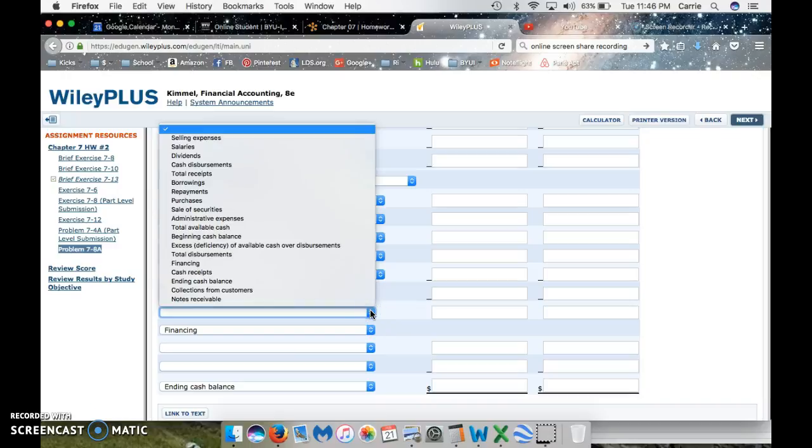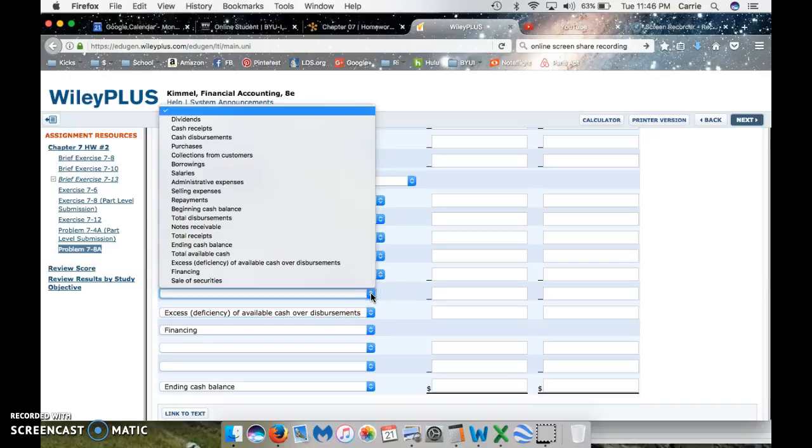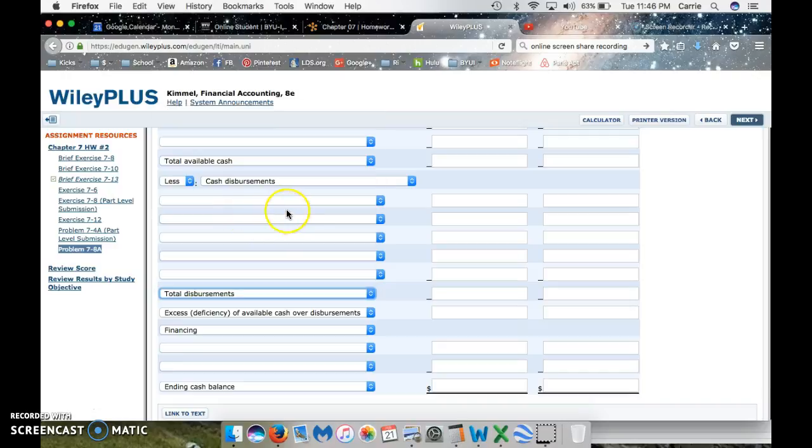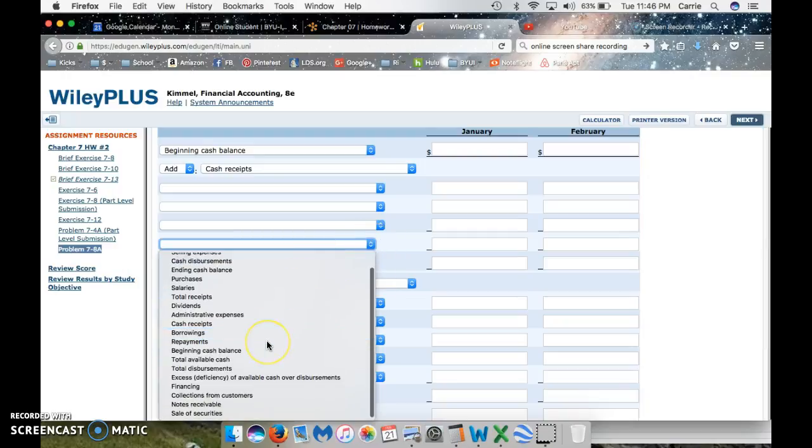Should be, if I remember right, the excess or deficiency spot. And this, I think, is where we have the total, no. What is it? Where is it? Total disbursements. Okay. So this is, as I just saw it on here, not total available cash, total receipts. There it is. Okay.